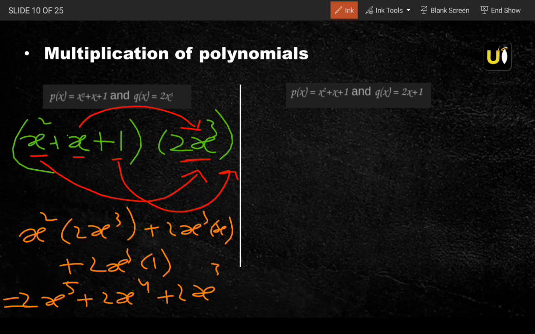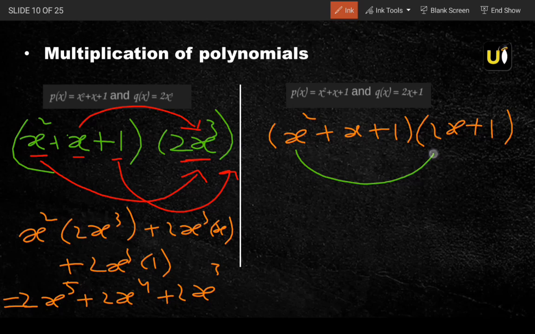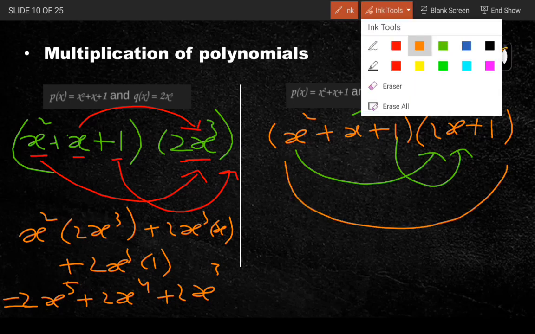Okay, and let's see the other example also, we'll get more clarity. So here x plus 1 into 2x plus 1. Now we are having two terms in the second one also. How do we multiply this? First we will multiply every term with the first term, and later on we will multiply every term. Okay, let me change the color.